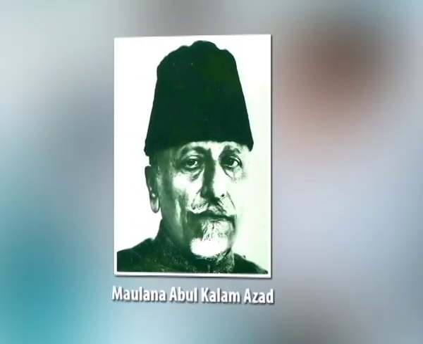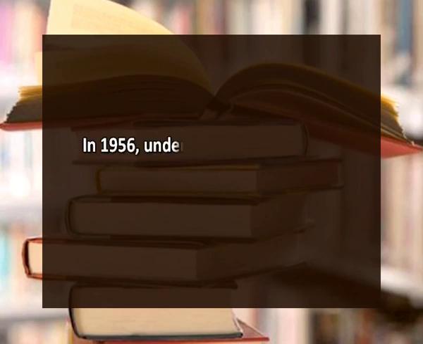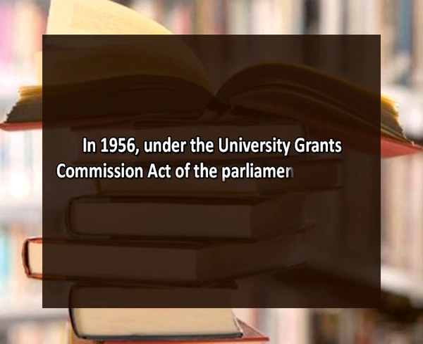In 1952, the Union government decided that all cases pertaining to the allocation of grants in aid from public funds to the Central Universities and other universities and institutions of higher learning might be referred to the University Grants Commission. Consequently, the University Grants Commission was formally inaugurated by the late Maulana Abul Kalam Azad, the then Minister of Education, on 28 December 1953. In 1956, under the University Grants Commission Act of the Parliament, the UGC became a statutory body.